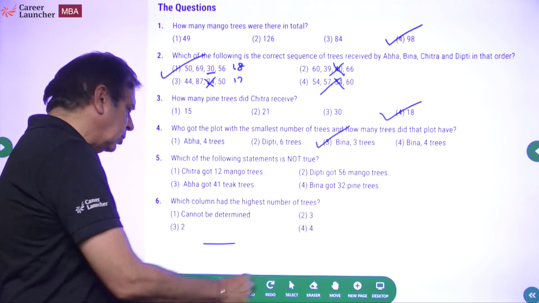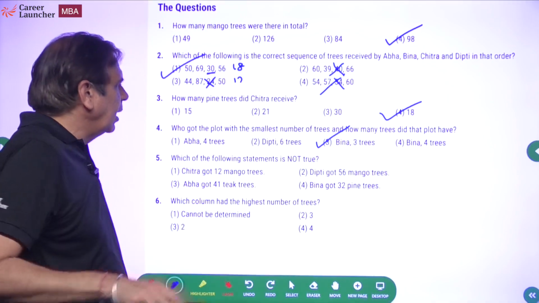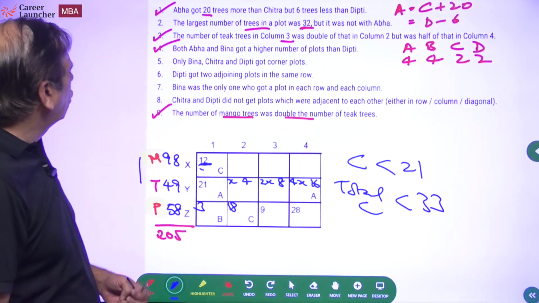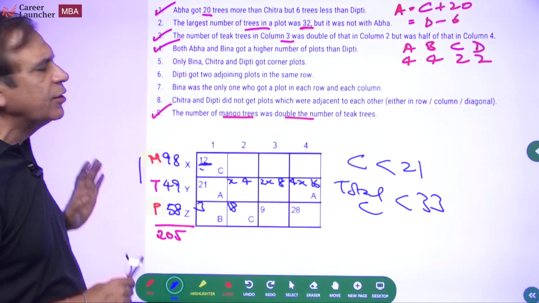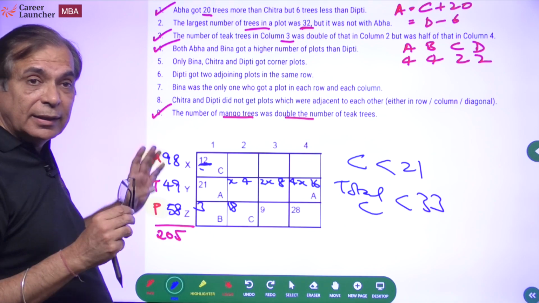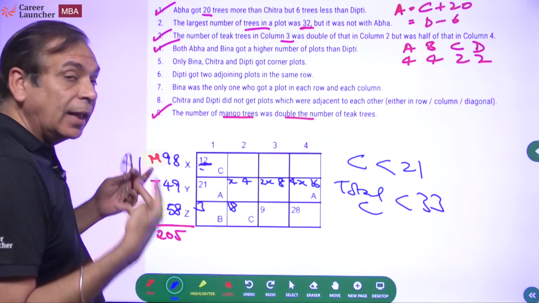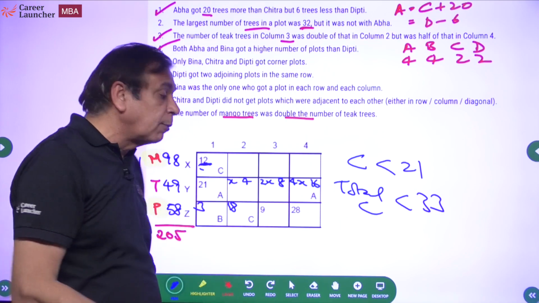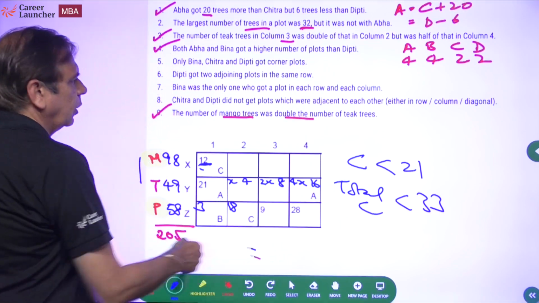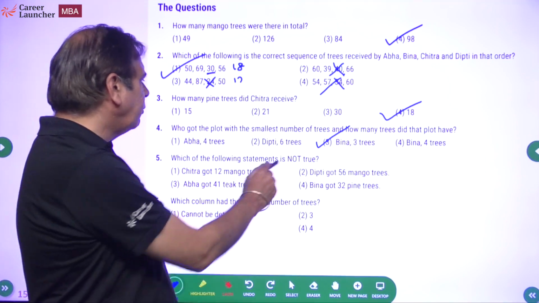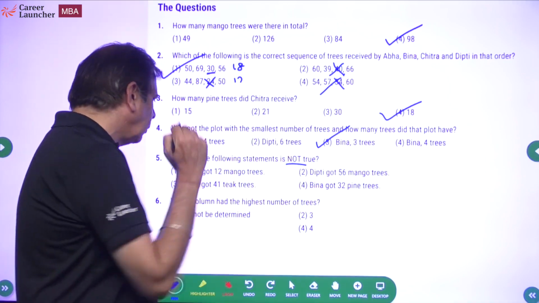Now if you notice, we have answered 4 questions, and so far we have not even worried about half the statements. We have done 4 out of 6 questions of the data set without even filling up the table, and that is the approach which you need to develop for DILR. Okay, let's go further. Which are the 2 questions left? Which of the following statements is not true? Let's go one by one.